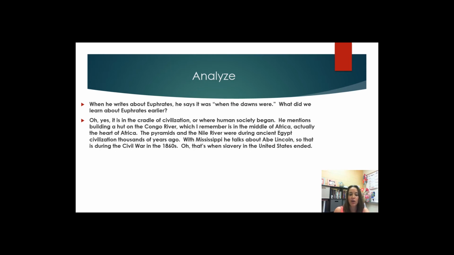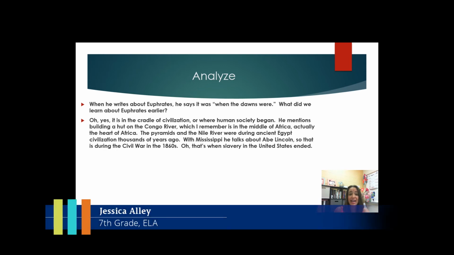The pyramids and the Nile River were during ancient Egyptian civilization thousands of years ago. With the Mississippi, he talks about Abe Lincoln. So that is during the Civil War in the 1860s. Oh, that's when slavery in the United States ended.